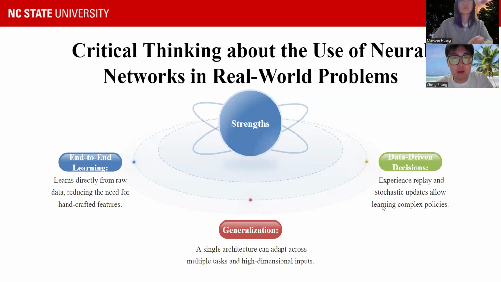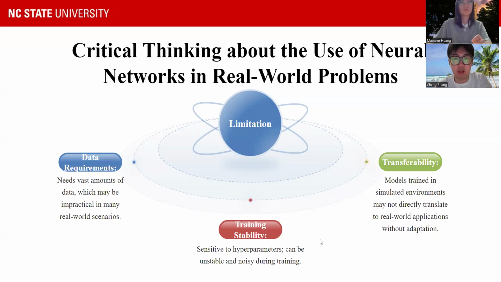Let's talk about why neural networks are useful and where they fall short. Strengths: they learn end-to-end from raw data, with no handcrafted features needed, and make data-driven decisions using replay and updates. And third, they work across many tasks, showing good generalization. Limitations: they need a lot of data, which can be hard to collect in real-world tasks. And models trained in simulations often don't transfer well to the real world. Also, training can sometimes be unstable.